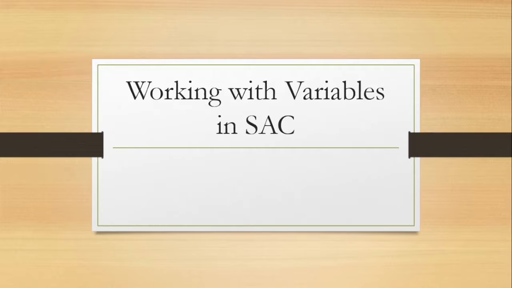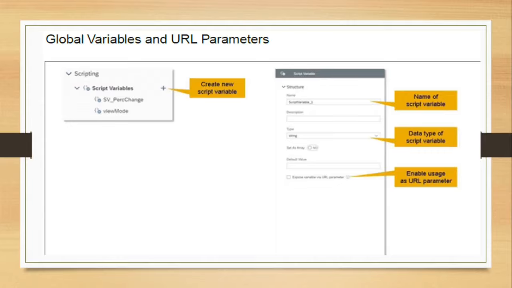So let's begin. First of all, we will explore what global variables are and where we can declare them, what their properties are and how we can manage the descriptions of these variables, what structure-based variables are, and how we can utilize variables in URL parameters. So let's go straight to the system and explore how we can use variables in SAP Analytics Cloud.